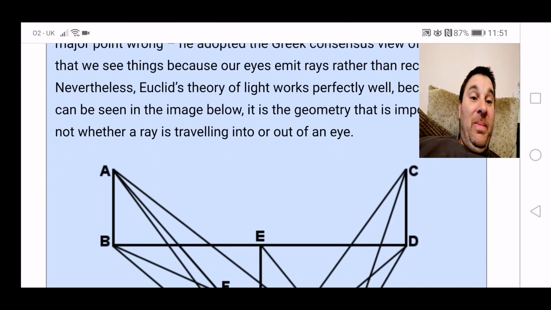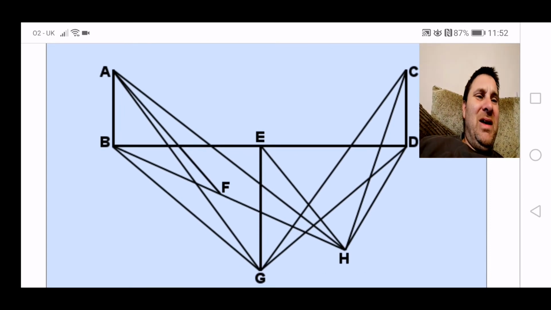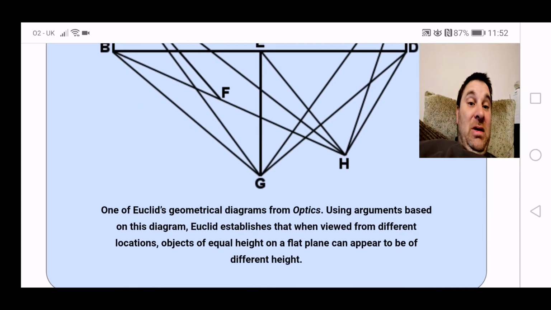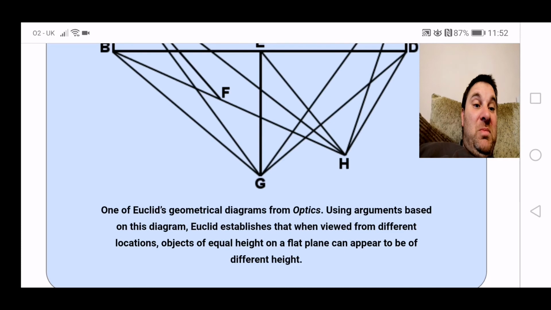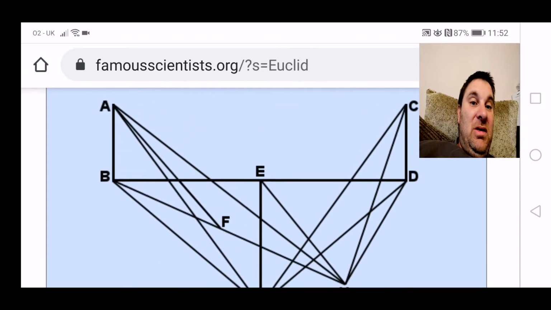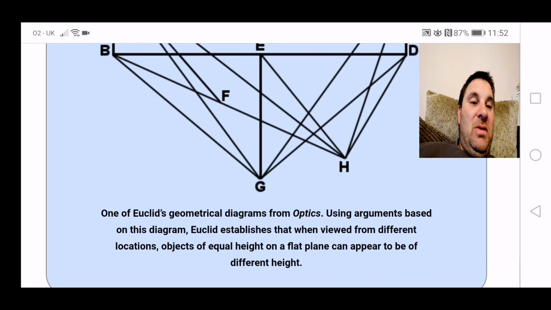And we've got a little diagram here. I'll go into all this stuff in a later video. I've got a good video to do for this. But this is one of Euclid's geometrical diagrams from Optics. Using arguments based on this diagram, Euclid establishes that when viewed from different locations, objects of equal height on a flat plane can appear to be of different height. That's just the maths behind it.